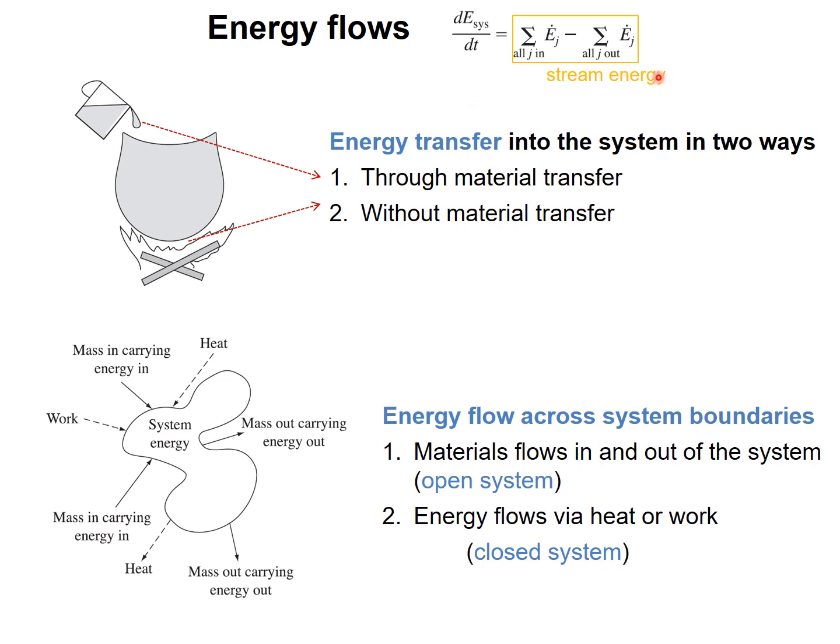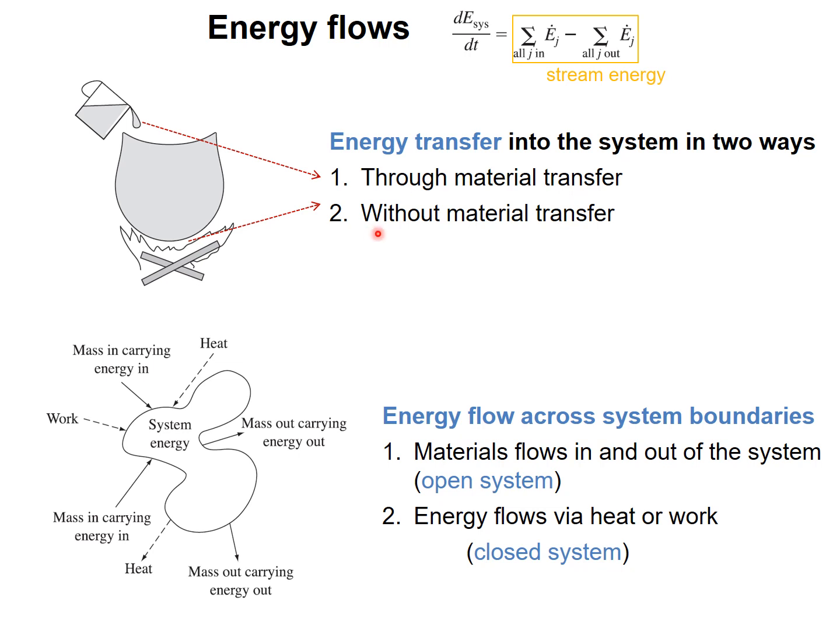So here is the differential form of the energy balance equation, and let me explain the energy flows. Ė_j flow. Here is a big pot, and into this big pot we have two methods for energy transfer into this system. The first one is the energy transfer through material transfer. Let me pour a cup of hot water into this pot, and then materials are introduced into the pot, and at the same time the hot energy is introduced into this pot. That is the first type of energy transfer, the energy transfer through material transfer, or material-transfer-based energy transfer.